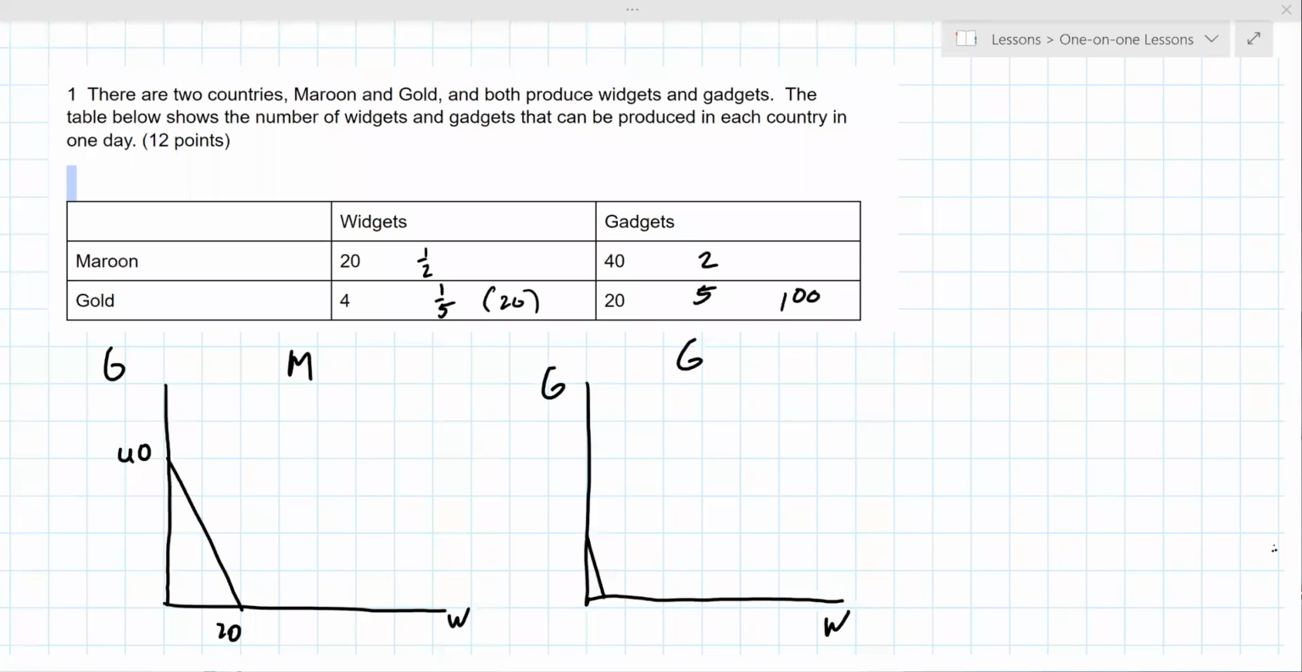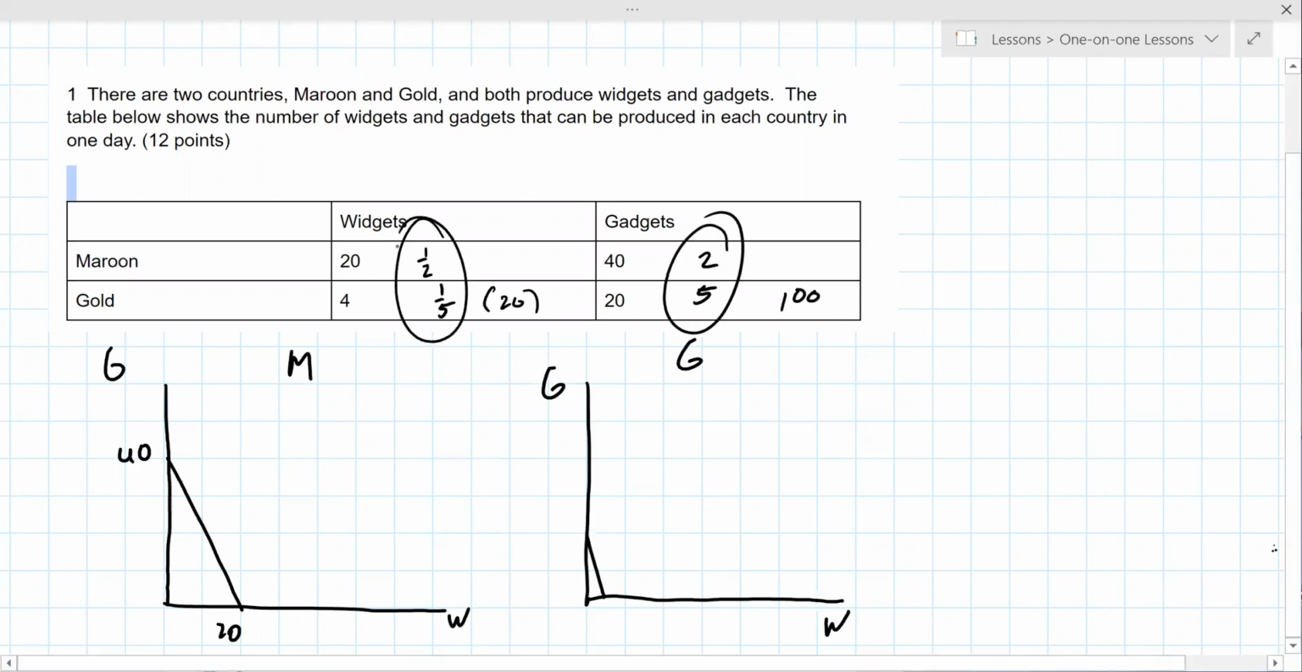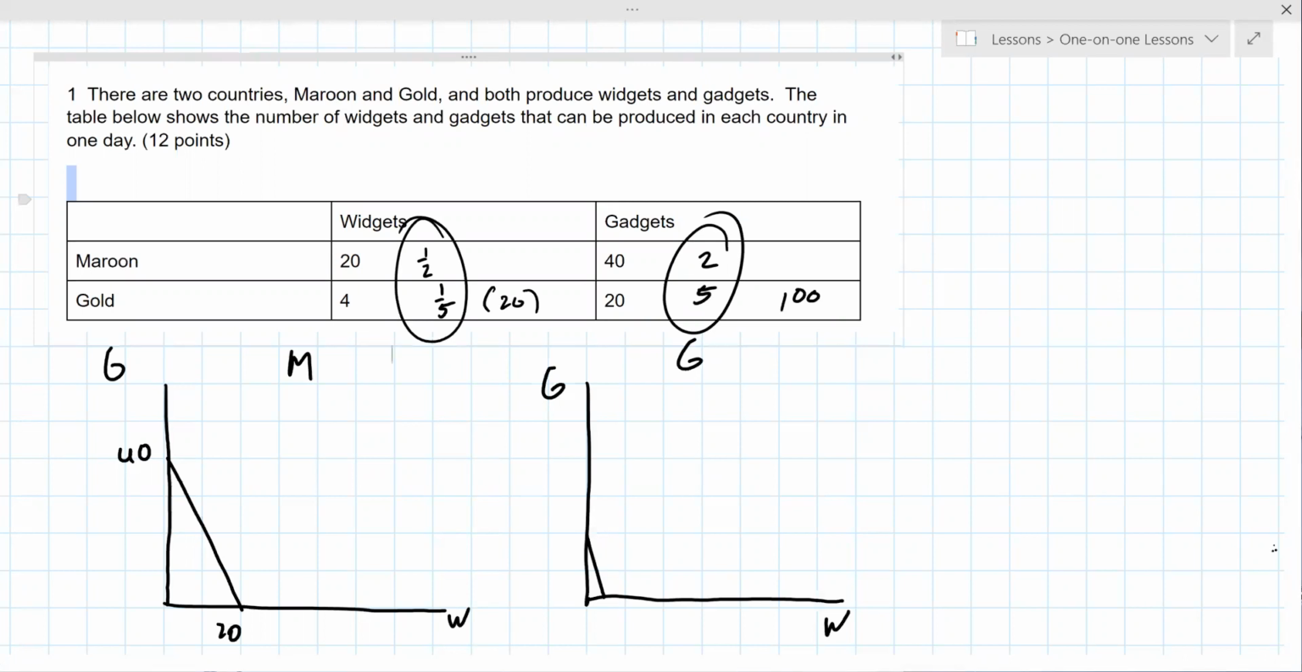I asked a friend how he did it, and he said that you would trade a widget for between 2 and 5 gadgets, and then trade a gadget for 1/2 and 1/5 of a widget. Okay, yeah, that sounds reasonable. I would go with that.